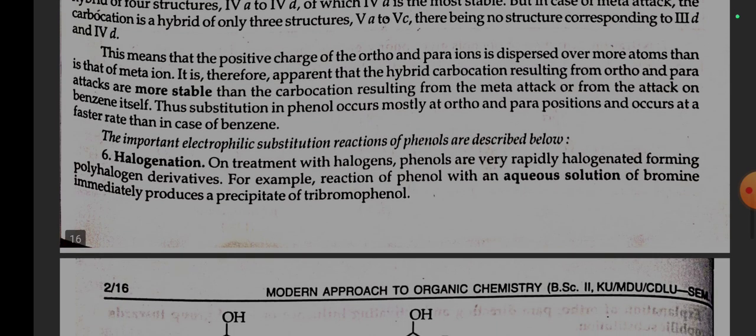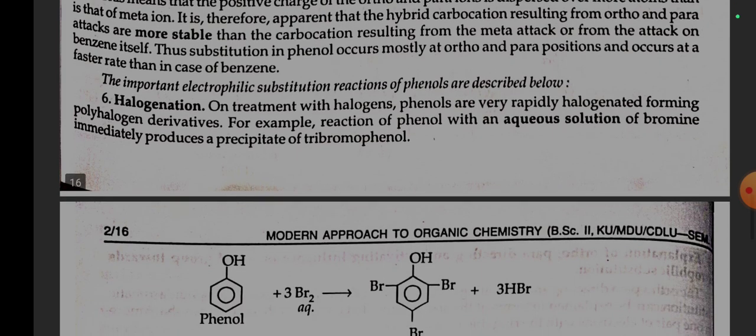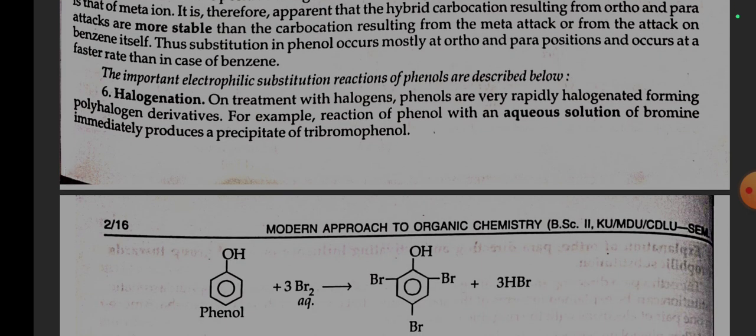This means that the positive charge of the ortho and para ions is dispersed over more atoms than is that of the meta ion. It is therefore apparent that the hybrid carbocations resulting from ortho and para attacks are more stable than the carbocation resulting from the meta attack or from the attack on benzene itself. Thus, substitution in phenols occurs mostly at ortho and para positions and occurs at a faster rate than in the case of benzene. The important electrophilic substitution reactions of phenols are described below.